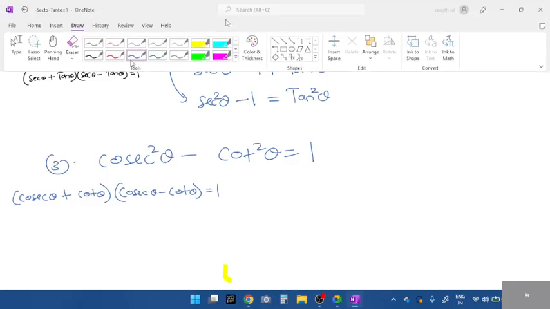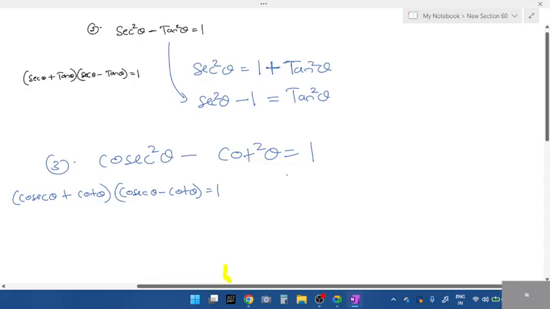You'll understand if you solve it within 1 week. You'll understand how to apply all these formulas. The entire trigonometry we can complete within 1 week.